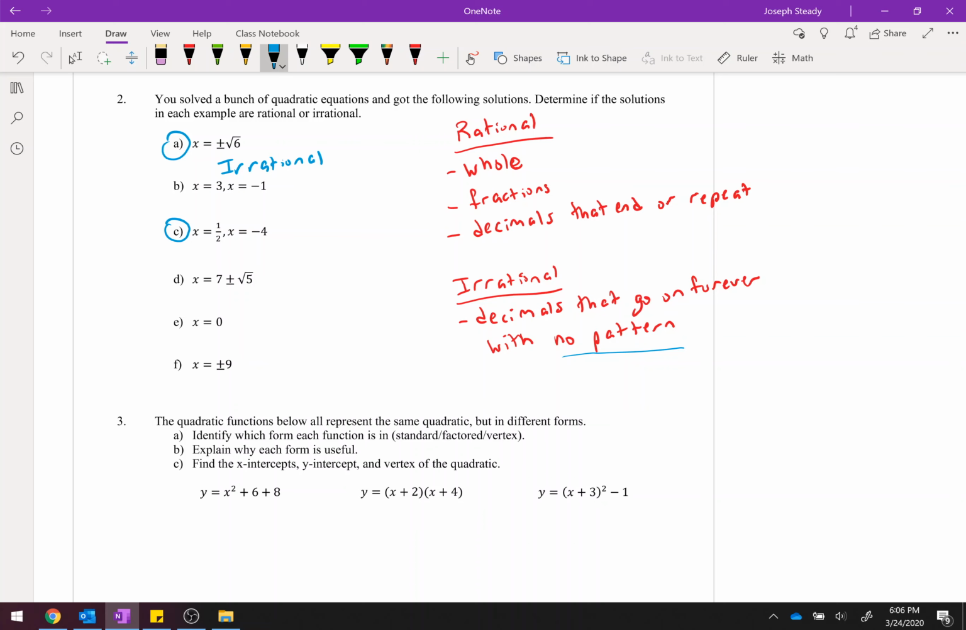We have first 1/2. Well, that's a fraction, so that's definitely rational. And then we have -4, which is a negative whole number, which is also rational. So these both come out as rational numbers.